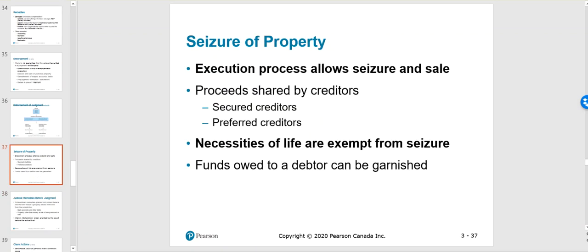So when property is found, assets are found, as I said, they are seized and sold. Necessities are exempt from seizure. So if you have a car that you use for work, or the part of your wage that you use for your own living, these cannot be seized.